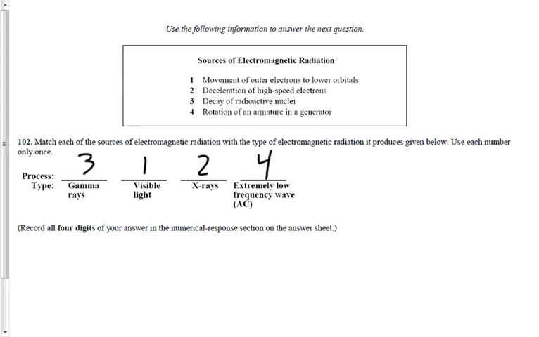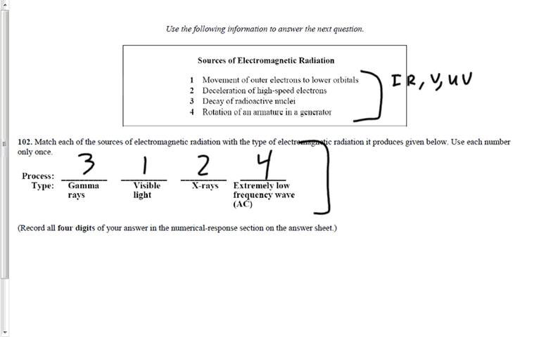So let's forget about this down here for a second. Let's just look up here and see what the source of each of these is, and see if we can identify that without even looking at the possibilities. Movement of outer electrons to lower orbitals. That's a transition of electrons, right? A transition of electrons produces what? Well, we know that it can produce infrared, visible light, or ultraviolet. It can produce all those three.